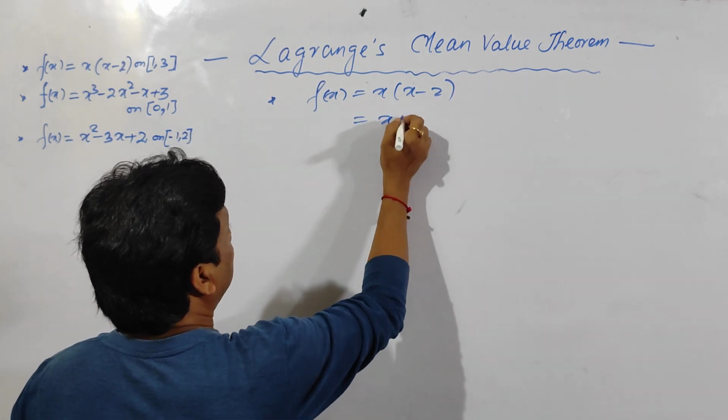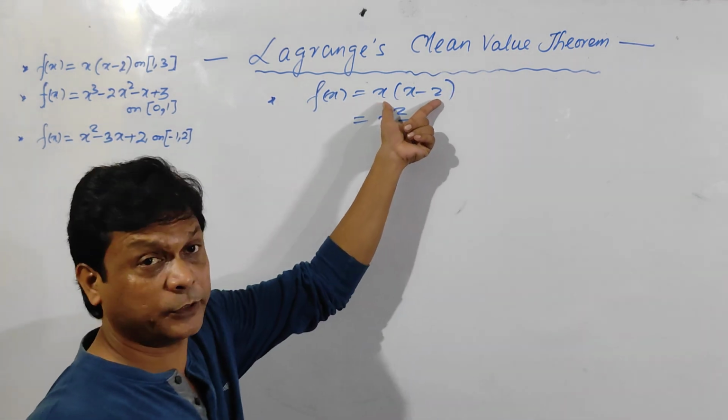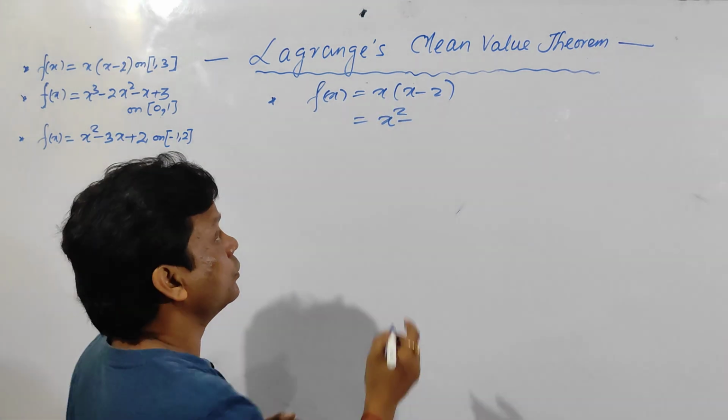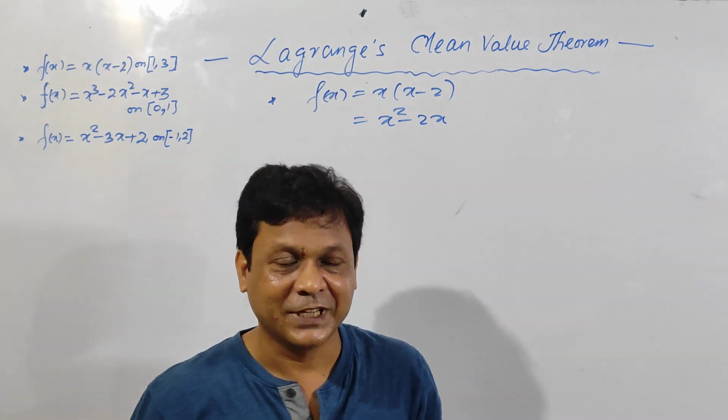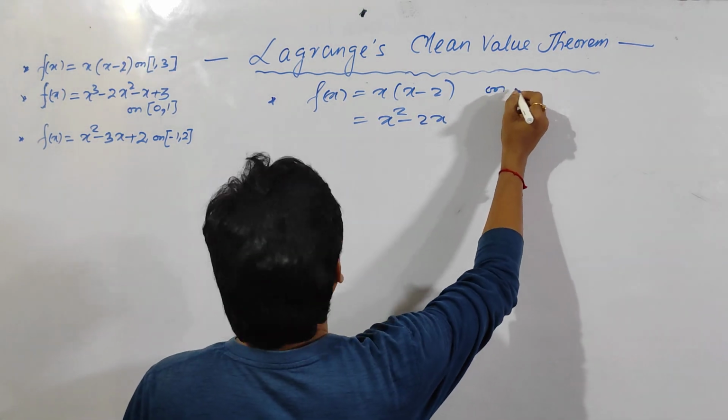And let us multiply, x square. It is not a polynomial as given. It is an algebraic function. So if you multiply, it will become a polynomial. Now it becomes a polynomial. Clear? And the given interval is 1, 3.